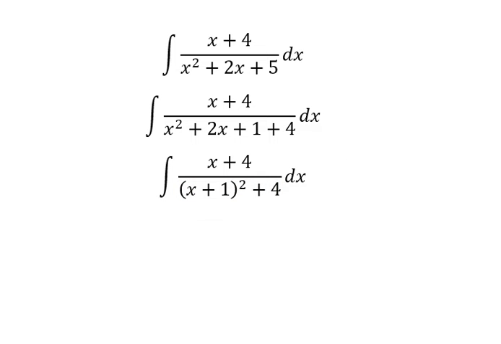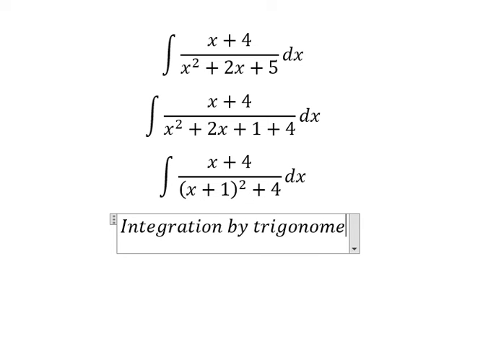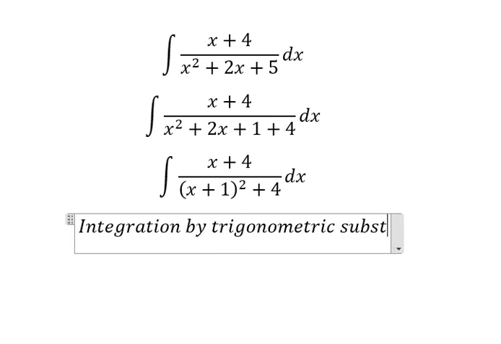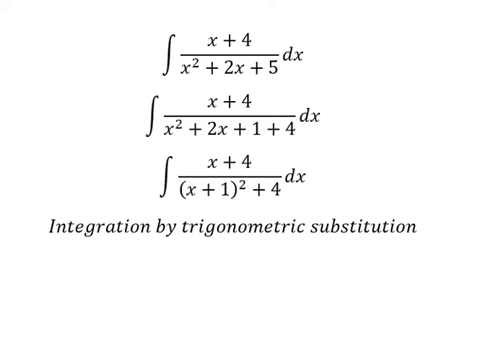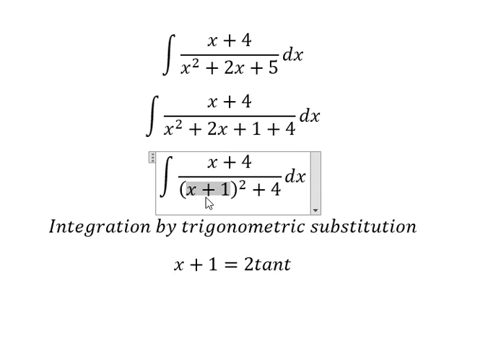Next, we can use integration by trigonometric substitution. So I will put x plus 1 equal to 2 tan t, because if I put this one here, we have 4 tan t square. Number 4, we can do factorization. Tan t square plus 1 we change by secant of t square, and later we simplify by dx.